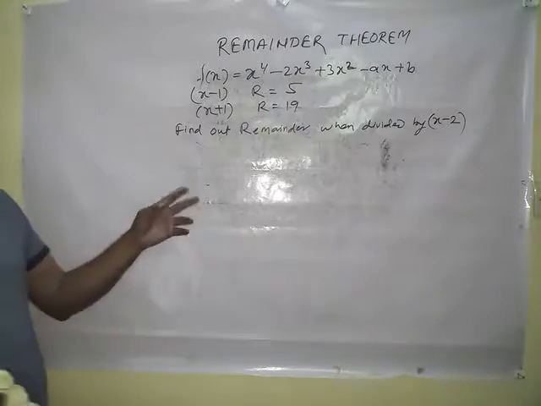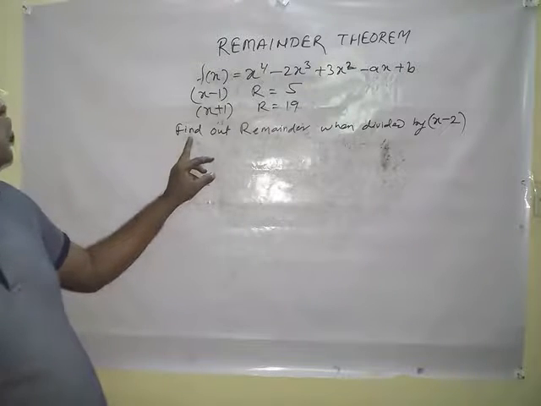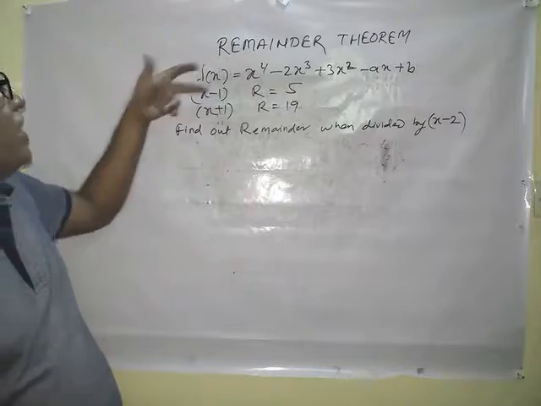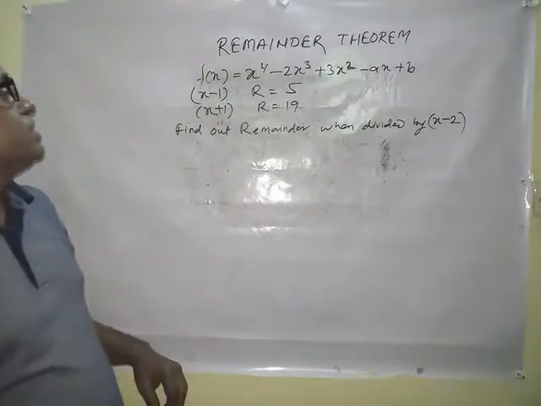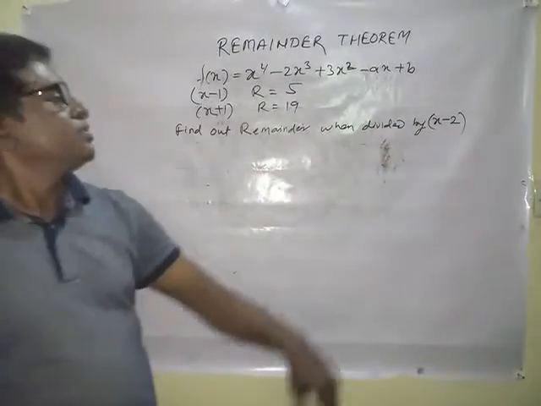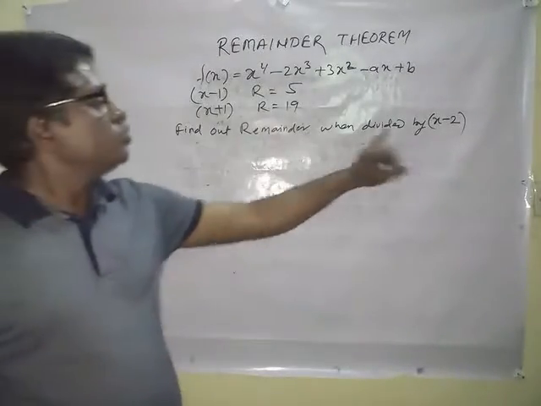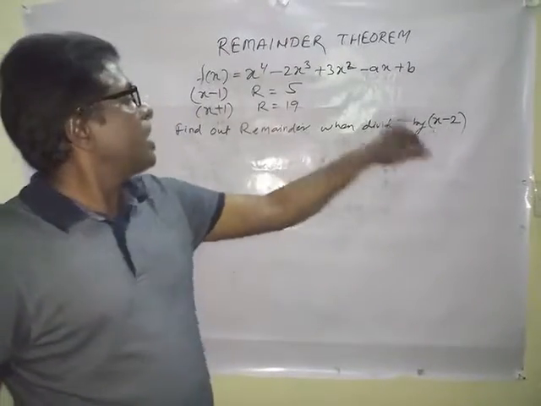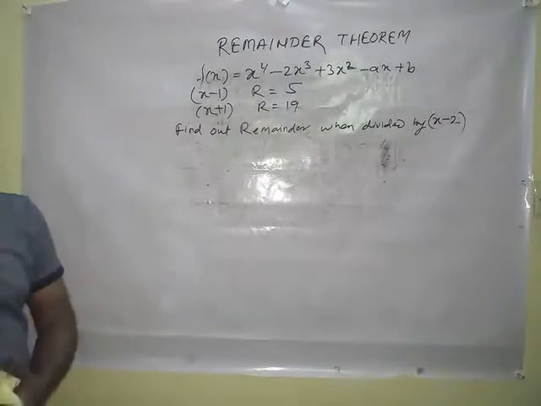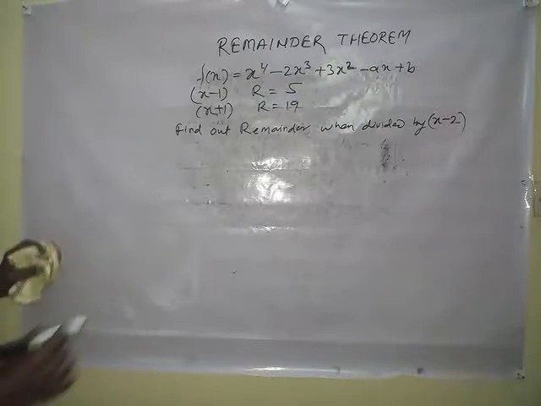Here the trick is there are two variables. So first you have to solve this. Find out the value of a and b using this. Then use the remainder theorem. Put the value of a and b first in this equation. Use the remainder theorem and put x is equal to 2. So find out f(2). So that is what you have to do. Let us quickly find it out.